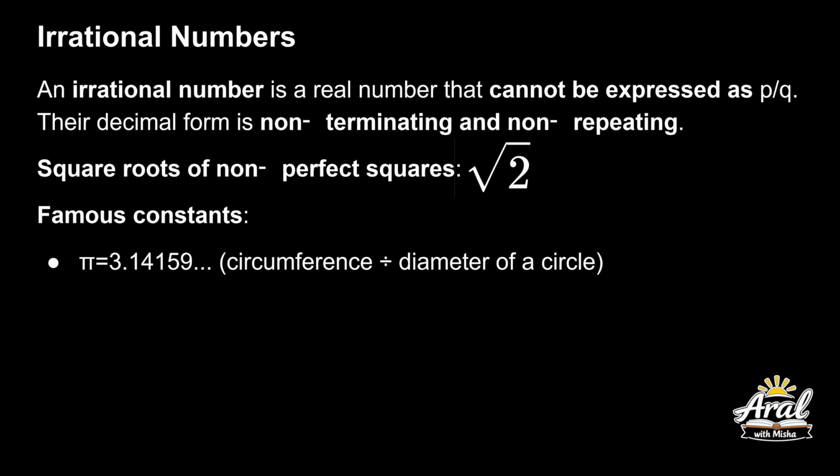So, example for irrational numbers, square root of 2. Ano ba yung square root of 2? Square root of 2 is actually 1 point 1.414213562. As you can see, it's non-terminating. Yung mga decimal, tuloy pa yan. Okay? And non-repeating. Okay? So, famous constants. Let's say pi. Ano ba yung pi? Diba? 3.14 circumference divided by the diameter of a circle. So, these are examples of irrational numbers where hindi mo siya ma-express as P over Q. Okay?